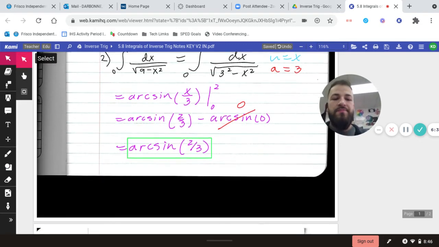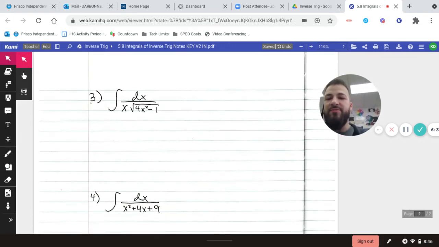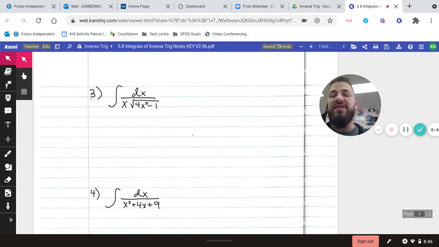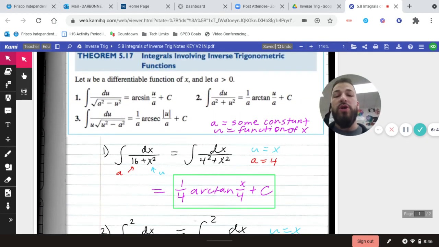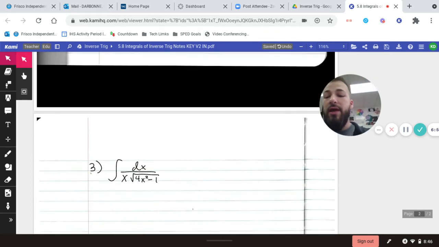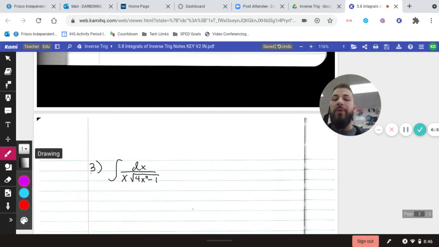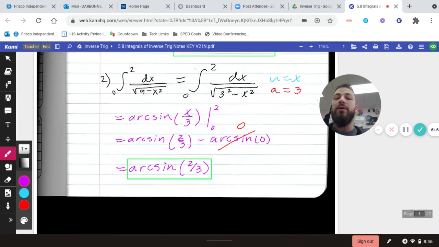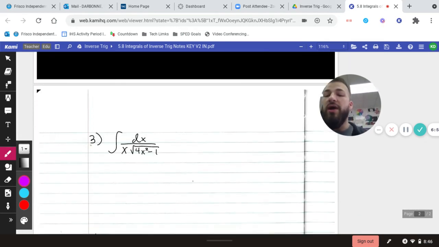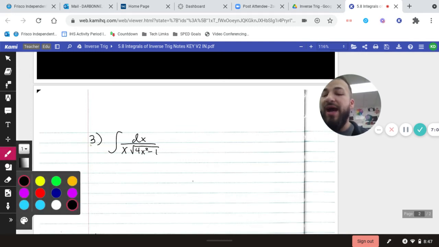All right, let's bump it up just a bit with 3 and 4. So 3, we have dx over x times the square root of 4x squared minus 1. So now we have that x outside the square root, so we know we're looking at arcsecant. Okay, and just like before, I want to rewrite both my pieces inside to be my u squared and my a squared. So for u squared, I want to think of if I take a squared out of that 4x squared, what would I have left behind?